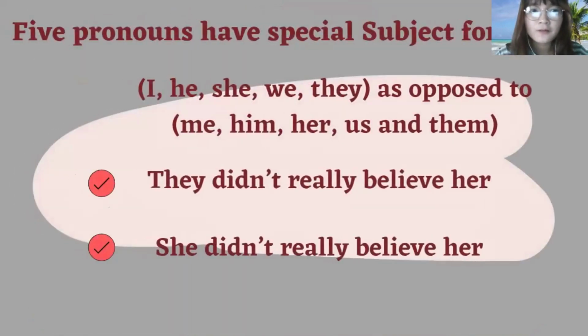Okay, next is about five pronouns that have special subject forms. They are I, he, she, we, they, as opposed to me, him, her, us, and them. For example, "They didn't really believe her."